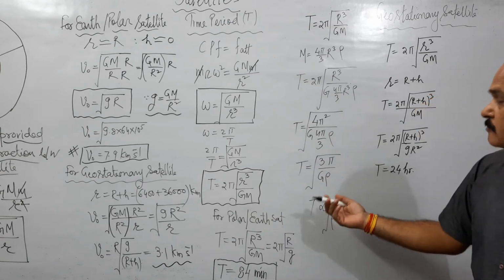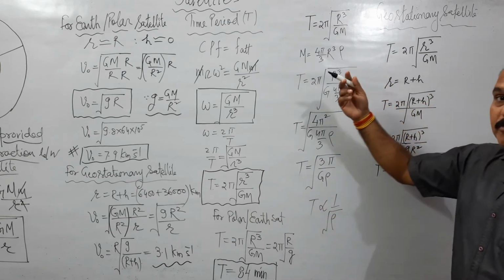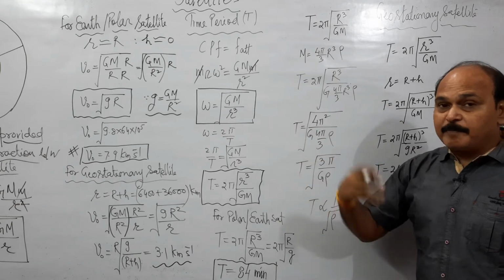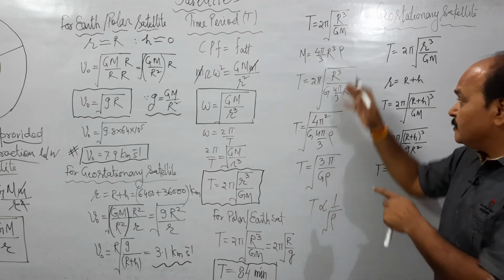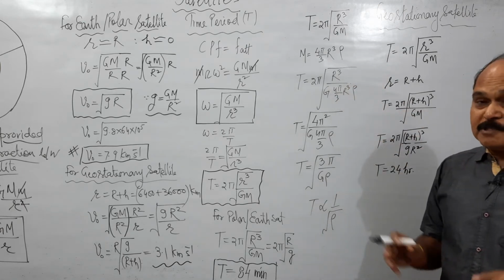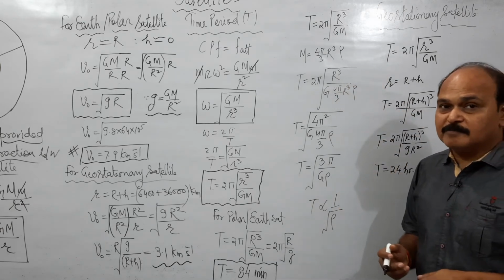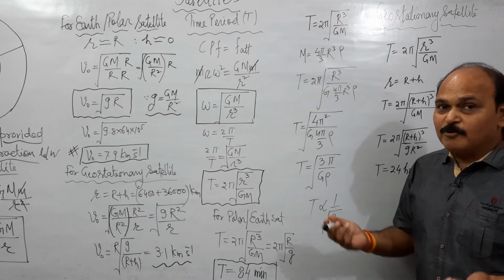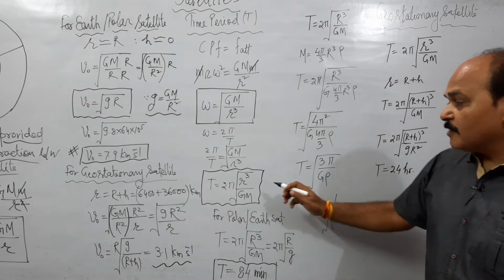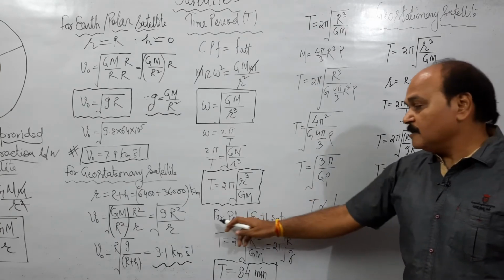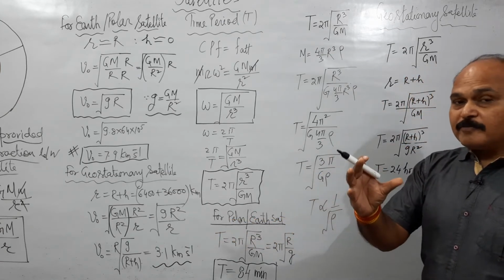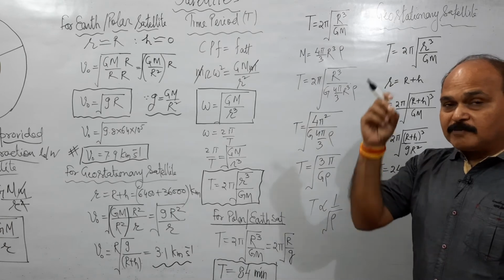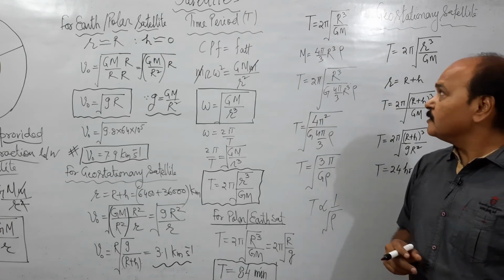Well, we can also write down this time period in terms of the density of the planet. And this derivation is very, very important, children. This is asked in your school exam. This is one of the favorite derivations of your school exam. So what are we going to do now? We are going to write down the time period of a polar satellite in terms of the density of the material of the planet. What is time period?